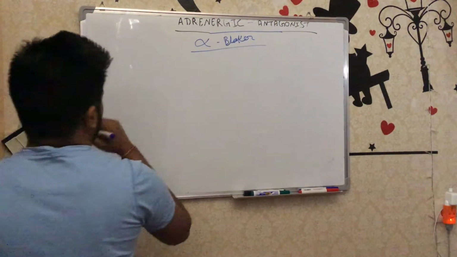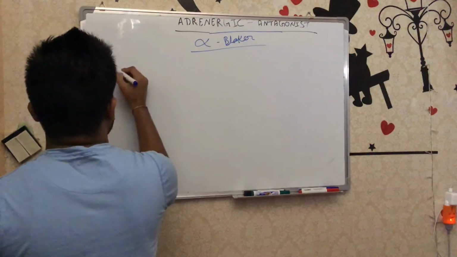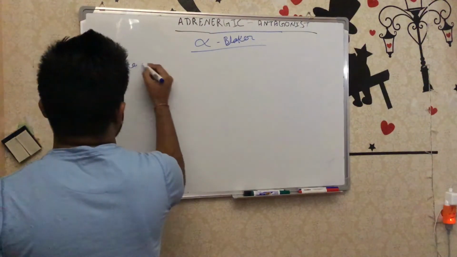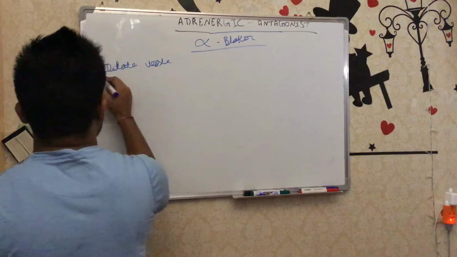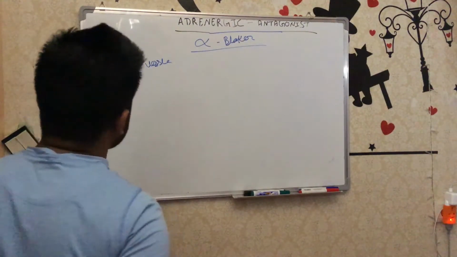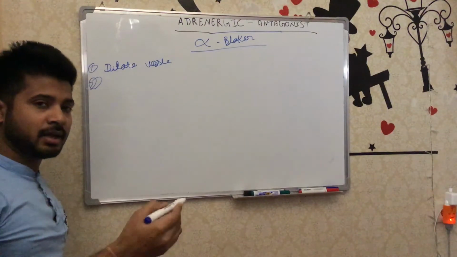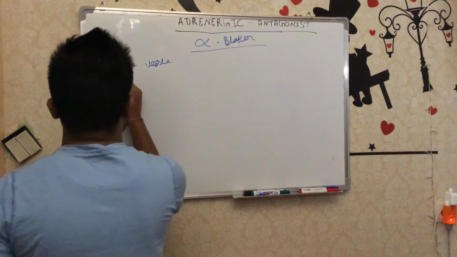First, if you block the alpha receptor, it dilates the vessels, so all vessels become dilated. Second, if you dilate the vessels, it means what? It decreases the venous return, and it eventually leads to decreased cardiac output, meaning hypotension.